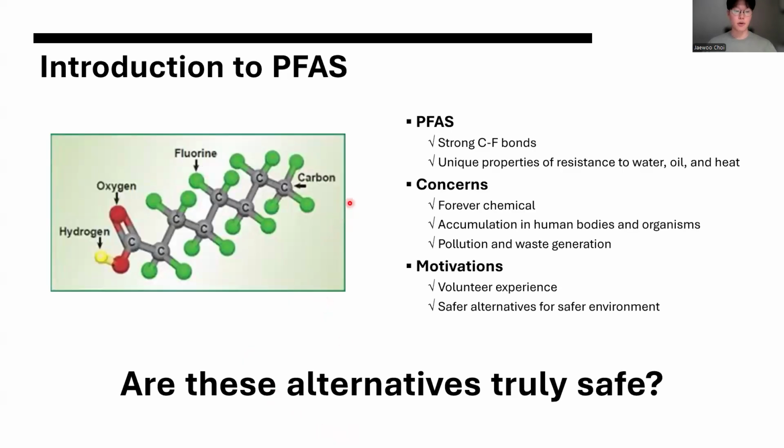PFAS are synthetic chemicals that contain strong carbon-fluorine bonds, making them resistant to heat, water, and oil. However, their persistence in the environment has raised significant concerns. They're often called forever chemicals because they do not easily break down, leading to accumulation in human bodies and organisms. Studies have linked PFAS exposure to health issues such as cancer, immune system suppression, and hormonal imbalances.